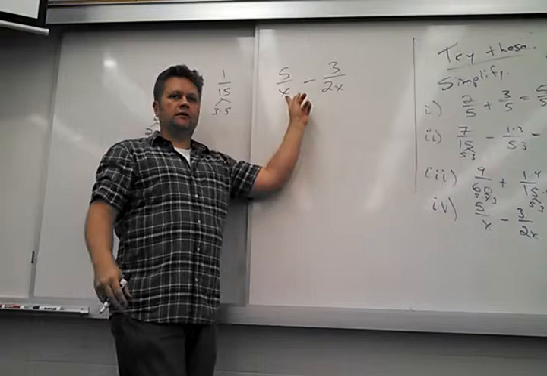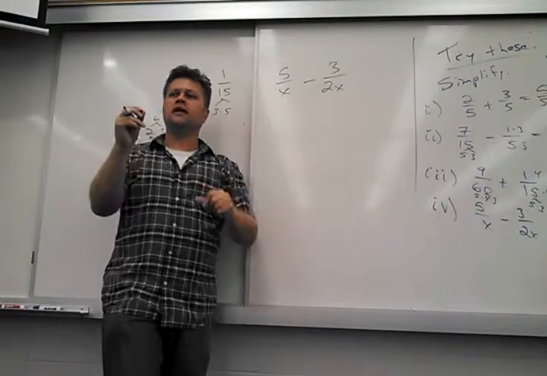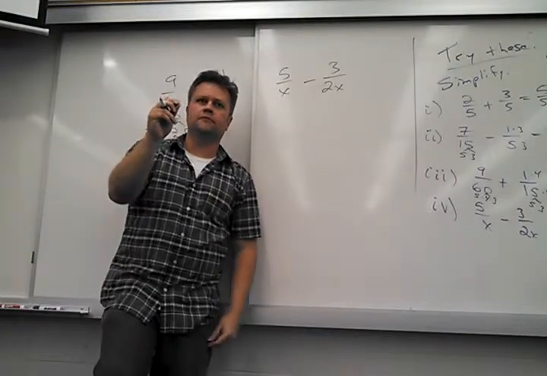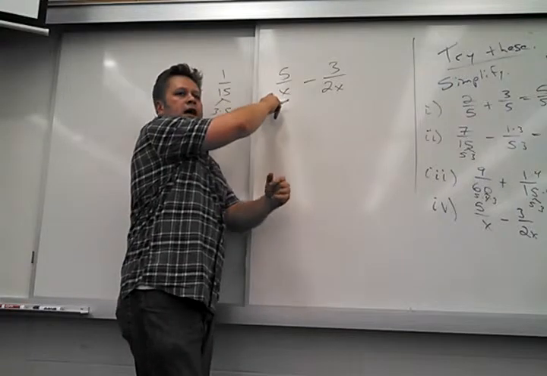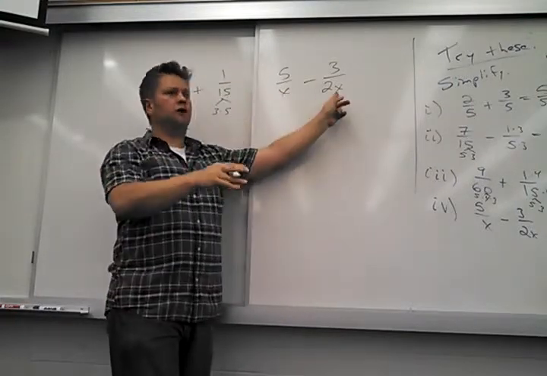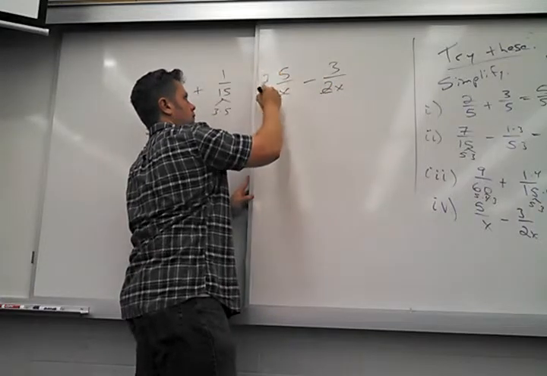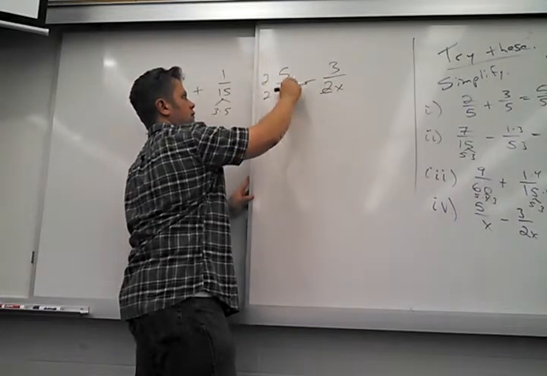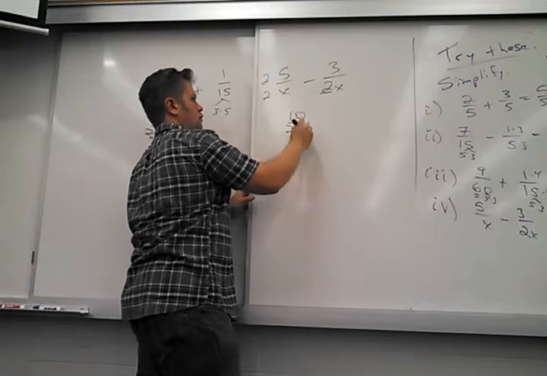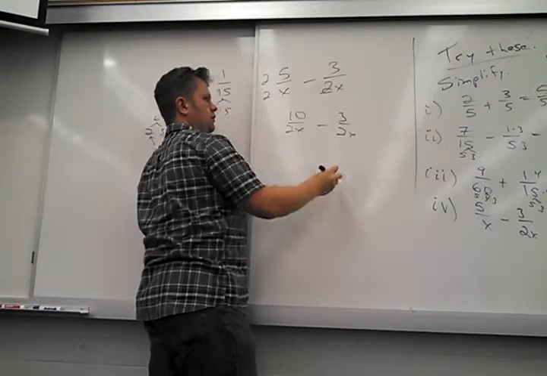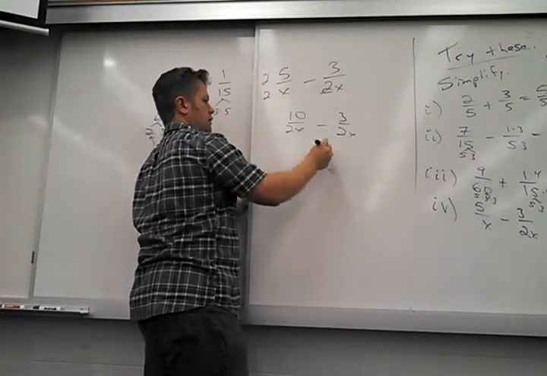You already know what he's missing. He's missing a 2. Now he's not missing an x. He's already got it, and if you multiplied him by an x, you would get x squared. That would not be good. But he is missing that factor of 2. So if you multiply that, you get 10 over 2x minus 3 over 2x, which is 7 over 2x. Done.